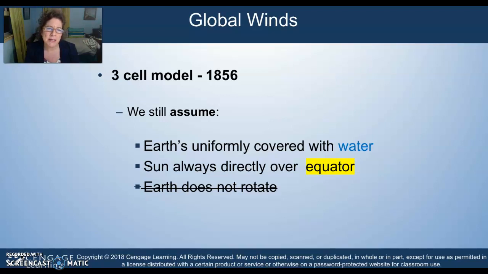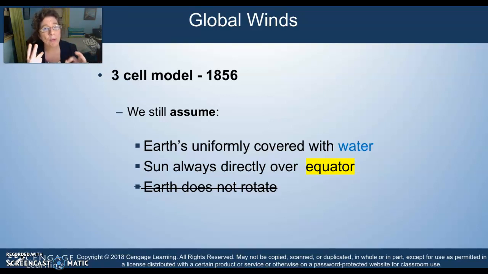But the 3-cell model is from another British researcher, Farrell, who took the 3 assumptions and knocked them down to 2. So he again assumed that the Earth was covered with water, wrong. And he again assumed that the Sun was always over the equator, wrong. But he took out the assumption that the Earth does not rotate. Because by this time, Coriolis's effect in his theory was becoming more and more known.